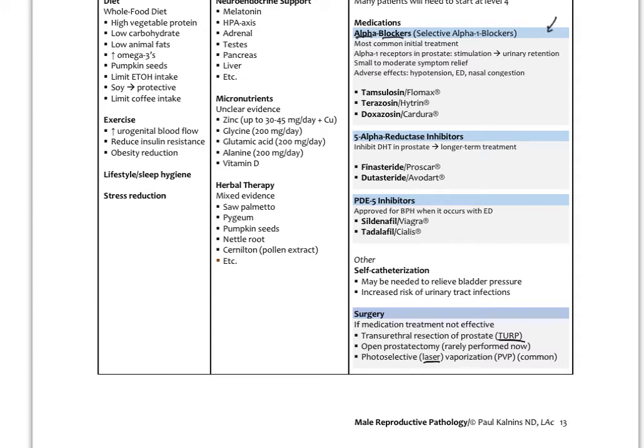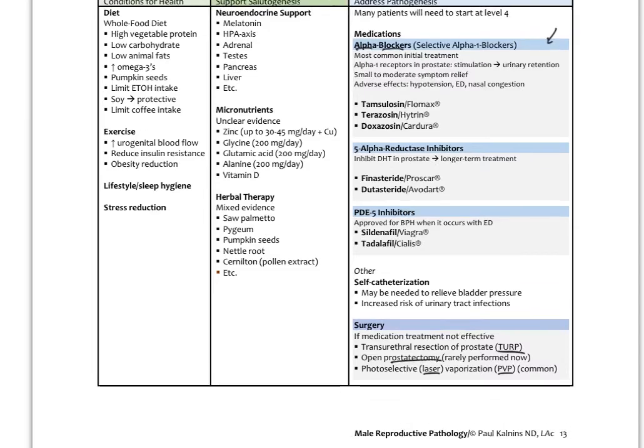That's photoselective vaporization, PVP. So that's become a little bit more common as more and more centers have that equipment to do that. Rarely there's an open prostatectomy where the prostate is removed, and that's a more invasive surgical procedure. That can result in a lot of problems, damage to the nerves that innervate the penis, for example, which will result in permanent erectile dysfunction and so forth. So that's reserved for more advanced cases. So those are the level 4 therapies that can be used for BPH.